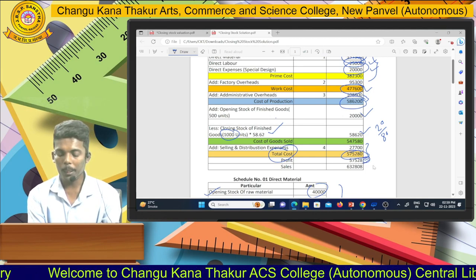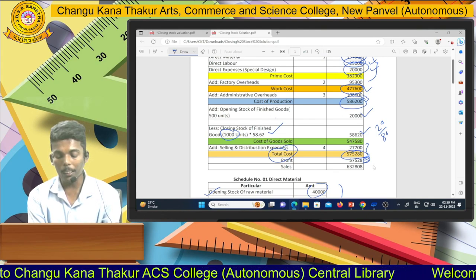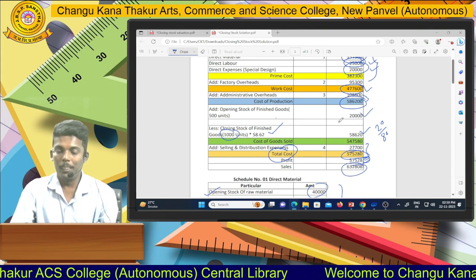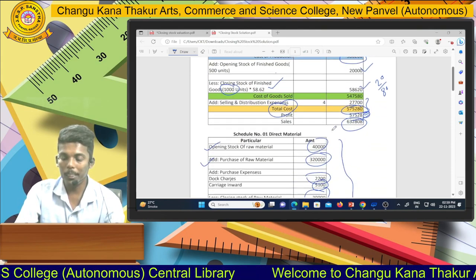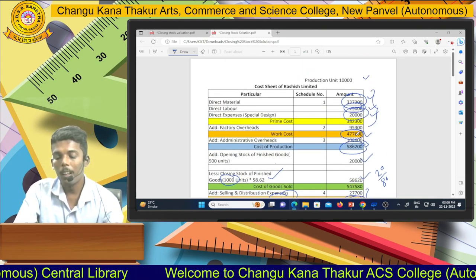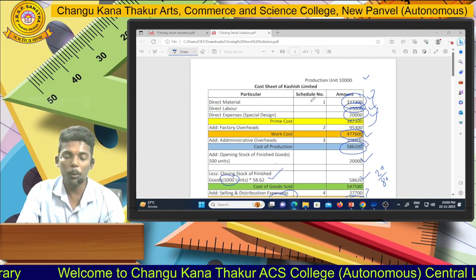Then after adding profit to the cost, we get the exact amount of the sales. So this is exactly the procedure to prepare the cost sheet with the valuation of closing stock adjustment.